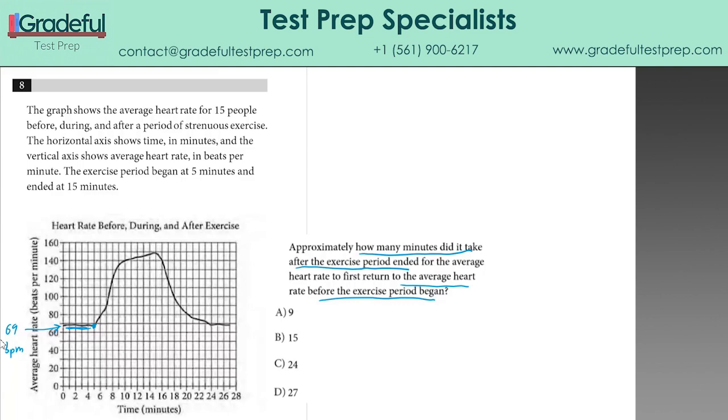Now, we're being asked how many minutes after the exercise ended did it take to return to that number. And the exercise period ended at 15 minutes, which we're seeing right over here. And so from 15 minutes, it took about 10 minutes to get back to the same height where it was before. So that's about 24 minutes right there, so maybe about 9 minutes. And so that's why the answer for number 8 is A, 9.